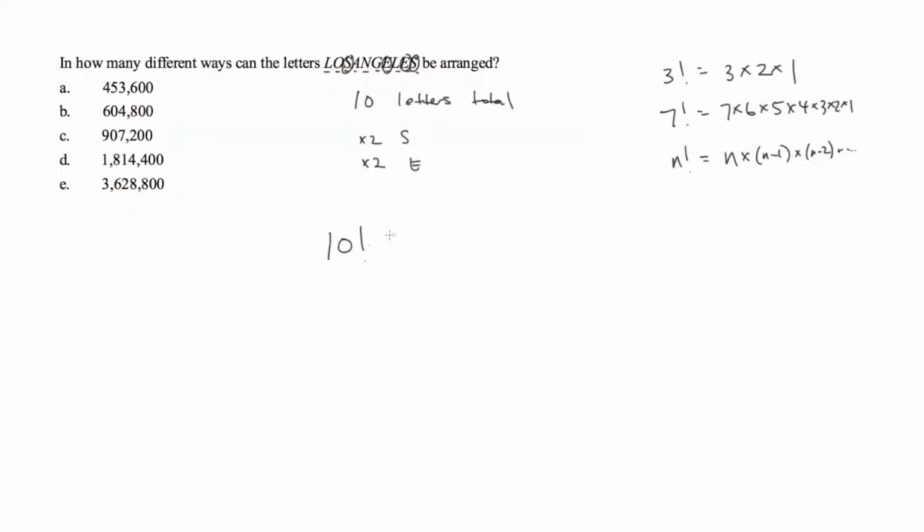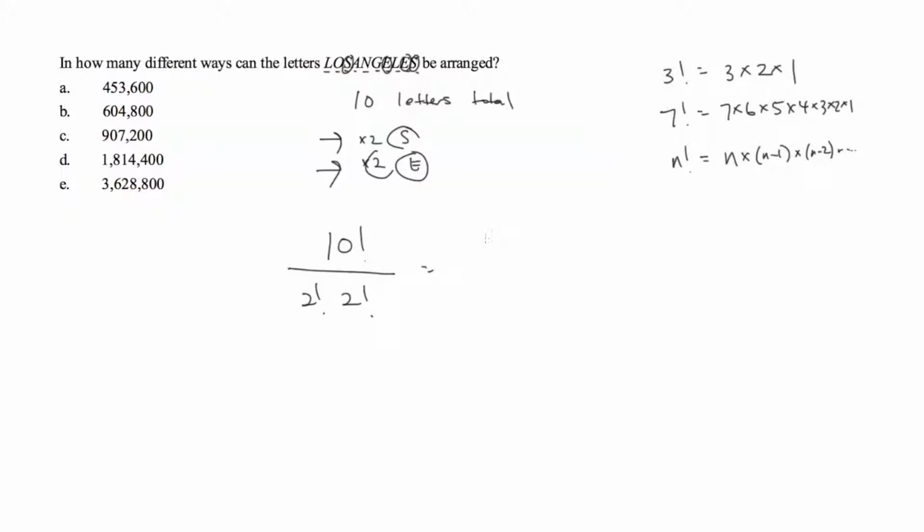So in this case, we have 10 times 9 times 8 times 7 times 6 all the way down to 1. We want to divide this, however, by these two requirements. Here, S comes out twice. So we divide this by 2 factorial to compensate for the fact that whether this S is used or this S, it really doesn't matter, right? Same thing for here. We have 2 E's, so we divide it also by 2 factorial.